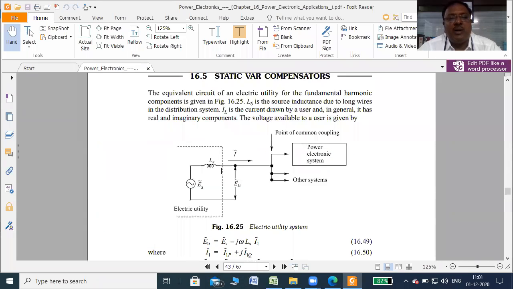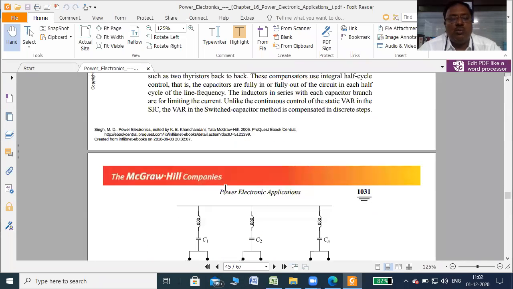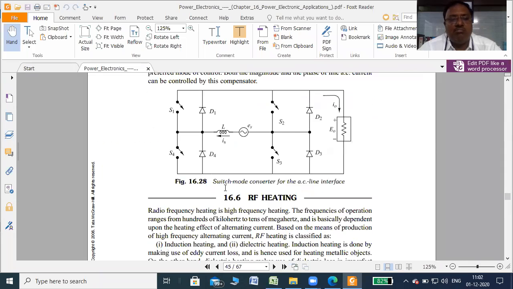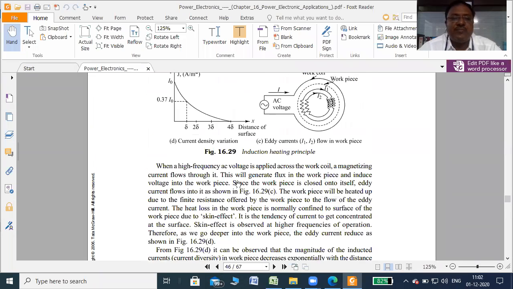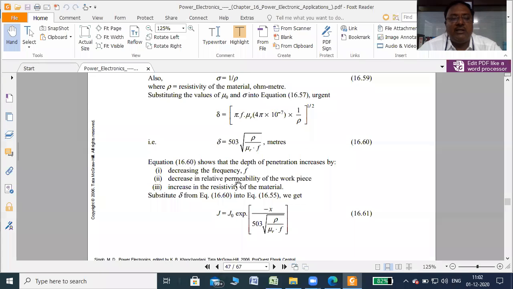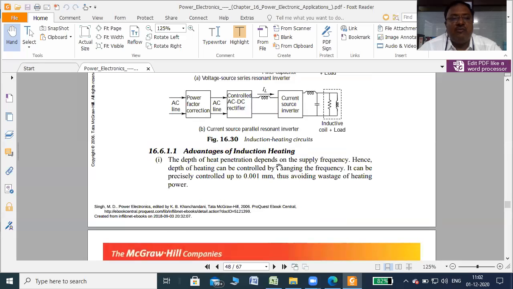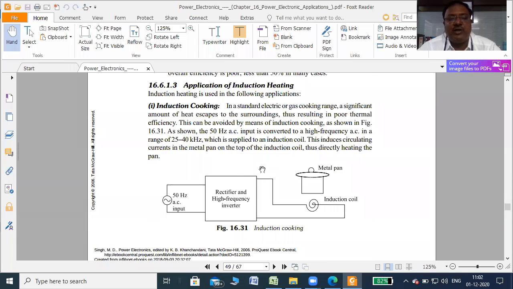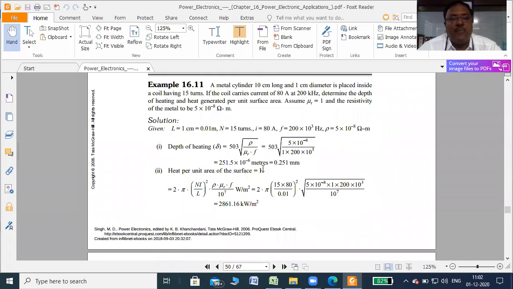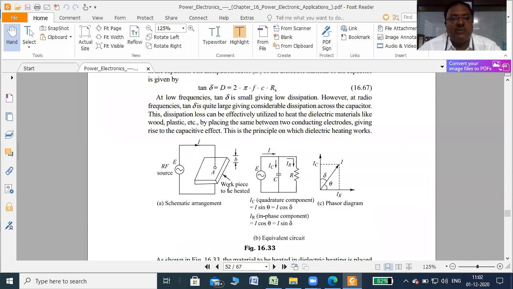Then this is not a part of your syllabus, it is the VR compensator. So don't look at the other topics which are given, as they are not part of your syllabus. Induction heating is a part of your syllabus. Even direct heating is also given here, but it's not a part of your syllabus, so I'm not taking that. Advantages of induction heating, disadvantages, and the induction cooker as an application of induction heating. Direct heating is also given in the book, but it's not a part of your syllabus.